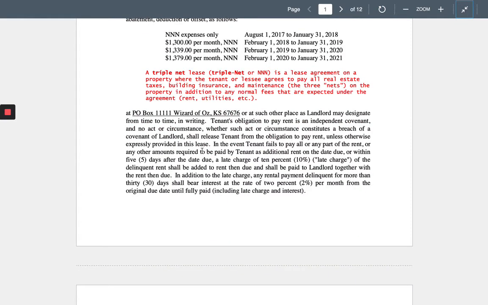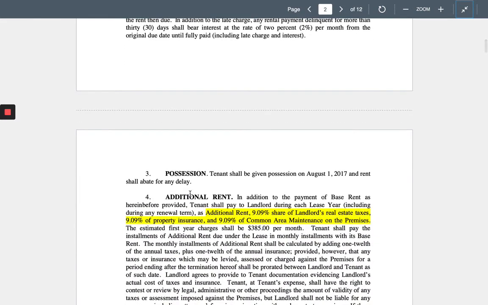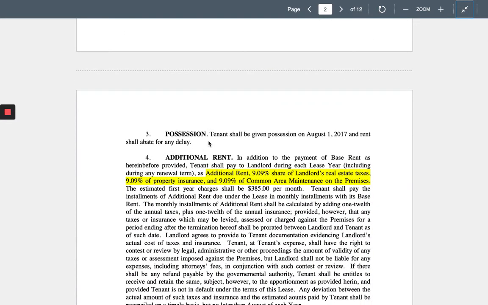All right, and I'm not going to read all of this. This gets into a 10% late fee. So you're going to see that in most leases. Possession, that's when you're going to take possession.